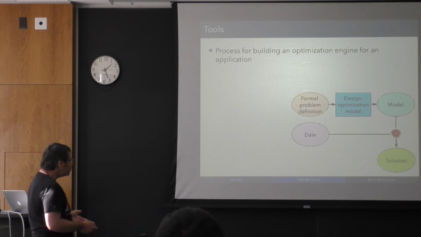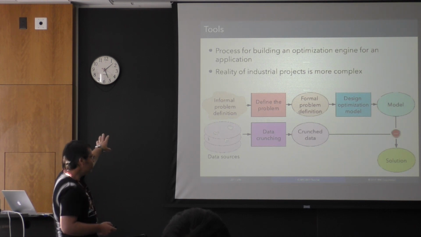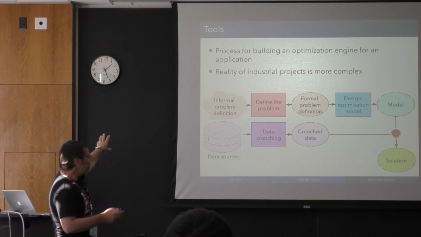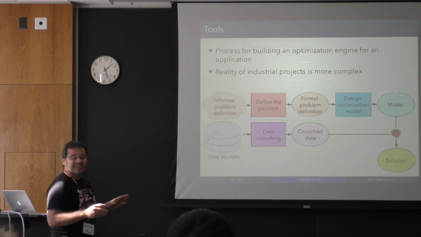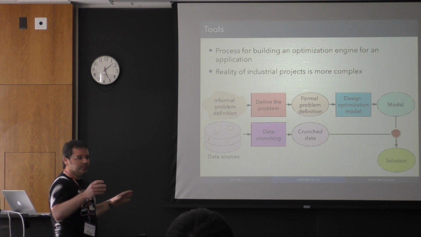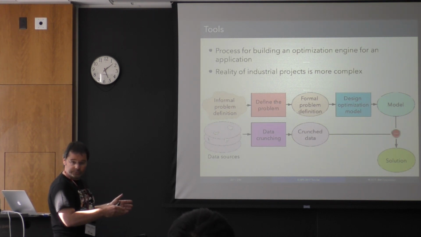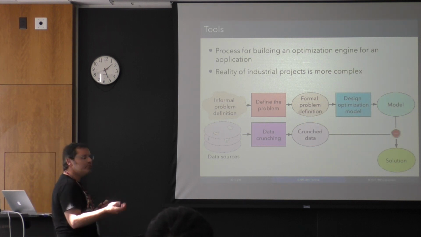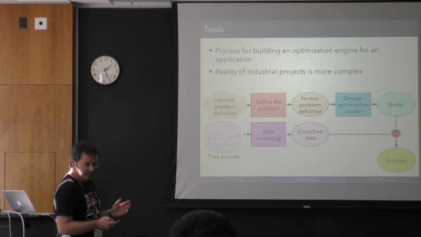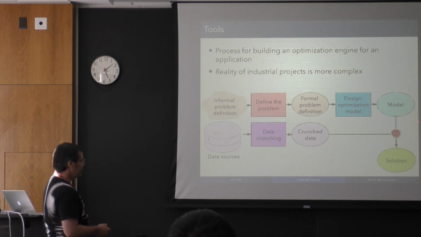This is nice, but this is not the way it works. Because for industrial projects, you start from a very informal definition of the problem. The user, the customer, sometimes has an idea what he wants to optimize, but how? It's not formalized, it's not formal, you start from words. Okay? Finding and agreeing on a formal definition of the problem is something that is not easy. Then, okay, you will have to design an optimization model.